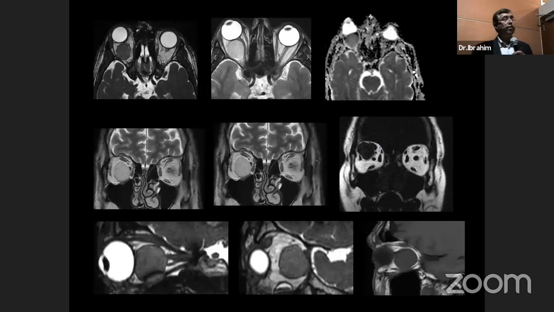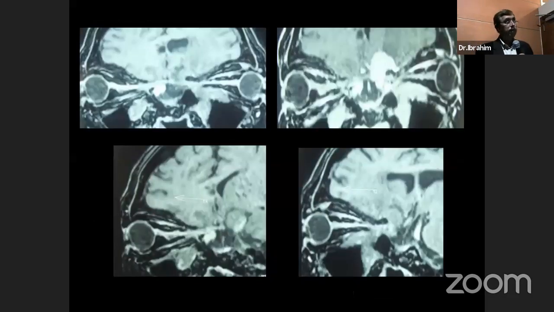Different images of the cavernomas, how they look in different sequences, T1, T2, etc. And this is called FIESTA. FIESTA, because you can look at the whole length of the optic nerve. So this is the globe, this is the optic nerves, the rectus. So you look at the whole length from anterior or the whole length from posterior.